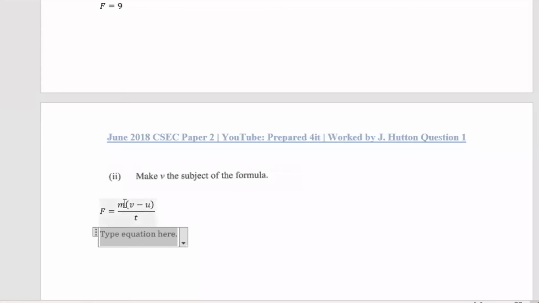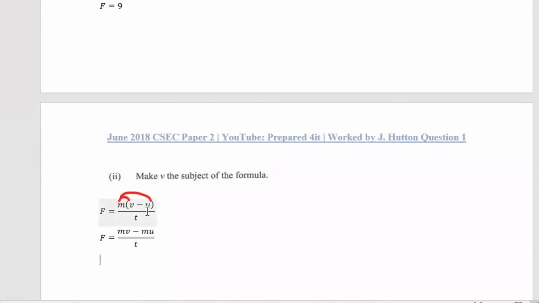So what we're doing first is expand the bracket using distributive law. So we're multiplying M by each term. So what we do is M multiplied by V, then M multiplied by U. So what we have is F is equal to, M multiplied by V will give us MV minus M multiplied by U will give us MU, and all of that is divided by T.